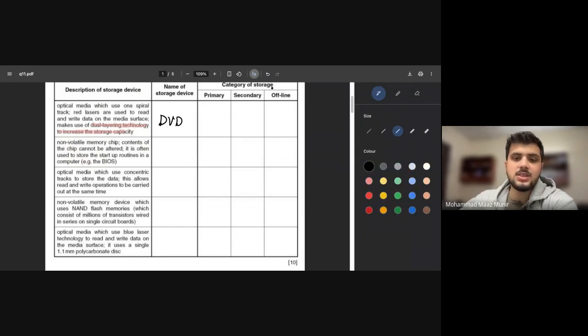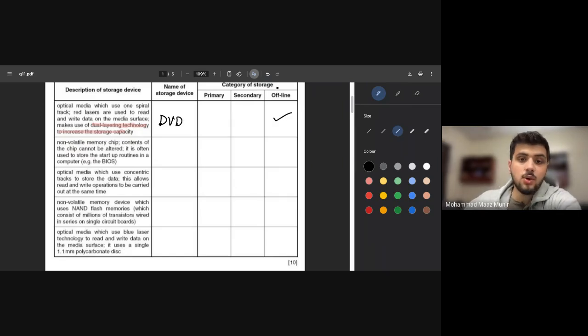And now we need to tell whether it's primary, secondary, or offline. Your primary usually constitutes RAM and ROM, secondary includes your hard disks and SSDs, and offline includes stuff like your DVDs, CDs, DVD RAM, SD cards, Blu-ray discs, all of those. So it's going to be offline.